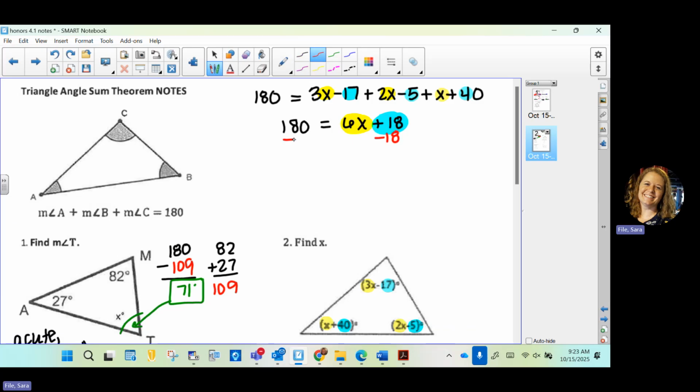Yeah, move your constant by opposite operation. Okay, what does that leave me with? And what do I do to get rid of the coefficient? Good. Opposite operation again. This time it is division. So what does that leave me with for x? Now, if it asks you to solve for x, we're done, which it did, right? It said find x.